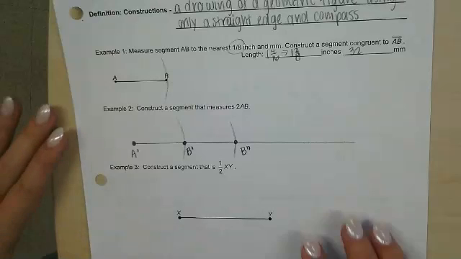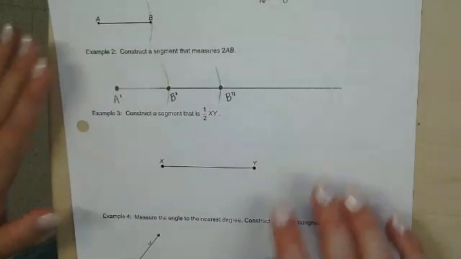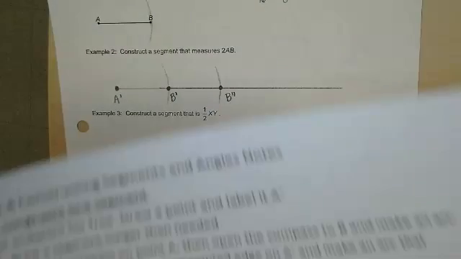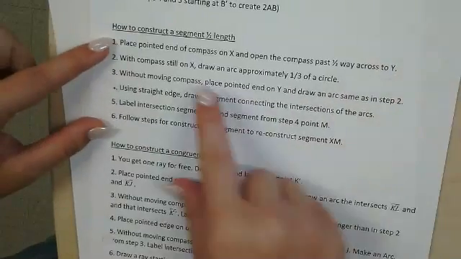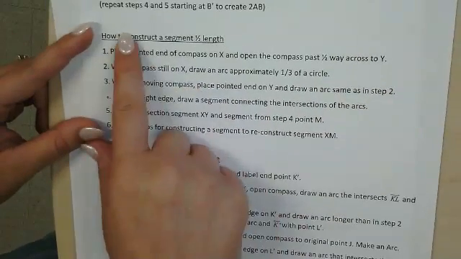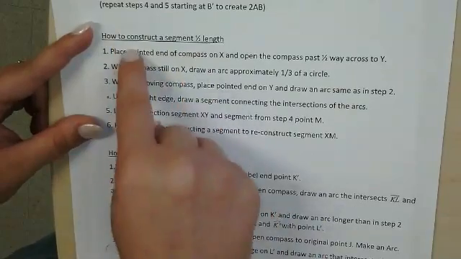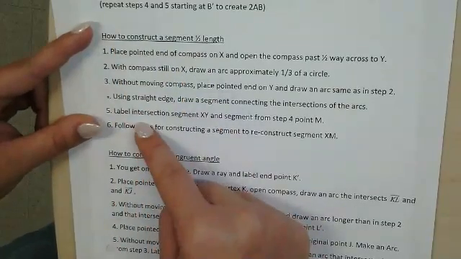All right, so let's look at example 3. Example 3 says to construct a segment that is half of XY. If you look back on the instruction page, the second set of instructions is how to construct a segment that is half the length. So now I'm just going to read the directions from this portion.